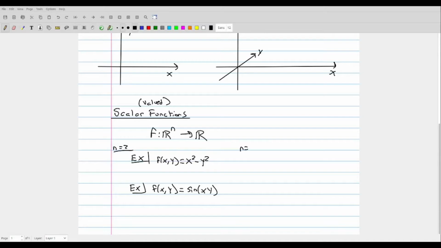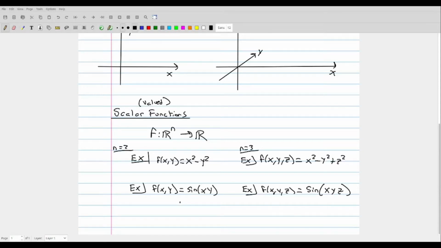We'll also be considering scalar valued functions of three variables. So this means that f depends on x, y, and z. For example, you could have something like x^2 - y^2 + z^2, or f(x, y, z) is equal to maybe sin(xyz).